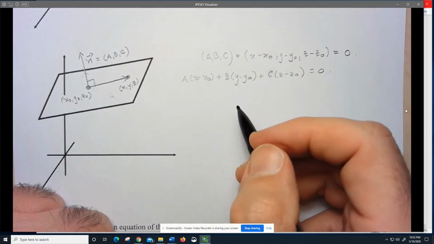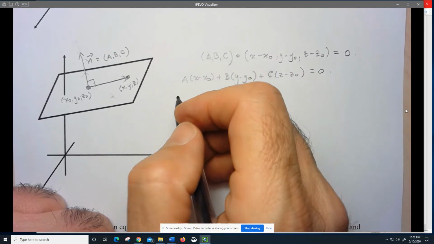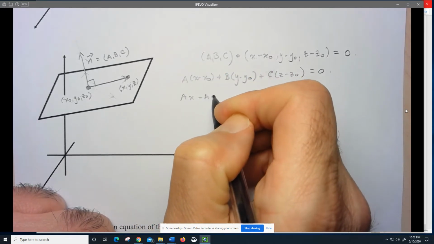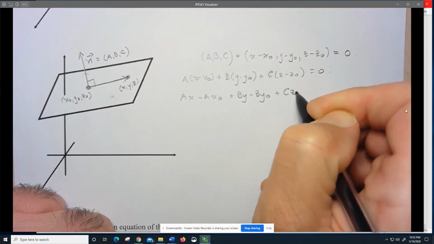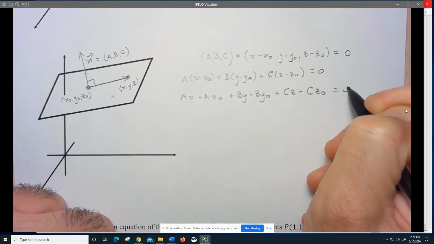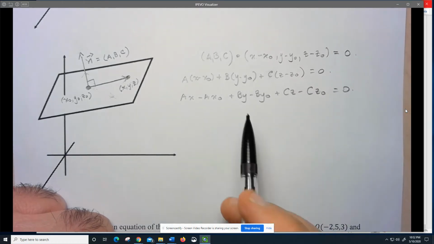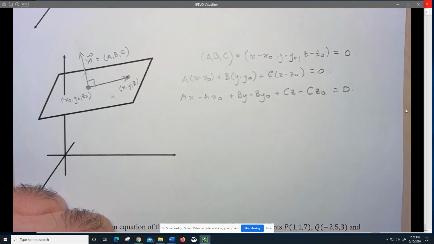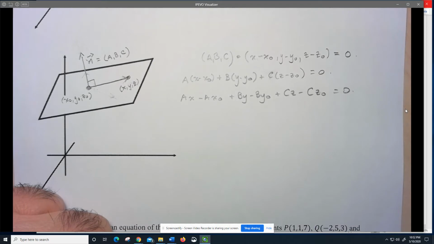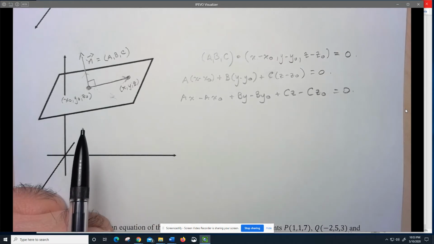In fact, we can keep going a little more. Might as well clean this up a bit. So I'll distribute here: ax minus ax naught plus by minus by naught plus cz minus cz naught equal to 0. And this is where I want you to look at this equation here. And I want you to think about whether that looks familiar to you. Okay, I'll let that sit for a couple of seconds. Does that look familiar? Now, if it does look familiar, you're not going to be surprised by what I do next. If you haven't seen it yet, maybe what I do next will give you an idea.